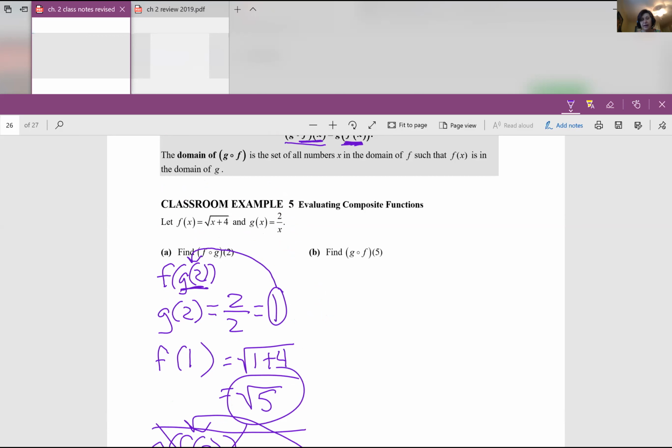So now let's try this. We've still got these same two. I want you to see if you can find g of f of 5. And when you think you've got it, send me your answer in a private chat. G of f of 5.